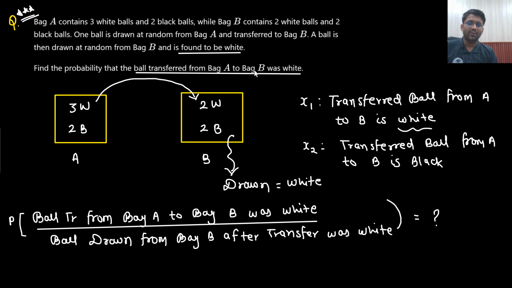So all these probabilities I would know, then what I am supposed to find out, that I will write down. First of all, in a probability question, no matter whichever question of probability it is, always write down what you are supposed to find. So I am supposed to find the probability of a ball being transferred from A to B that is white.